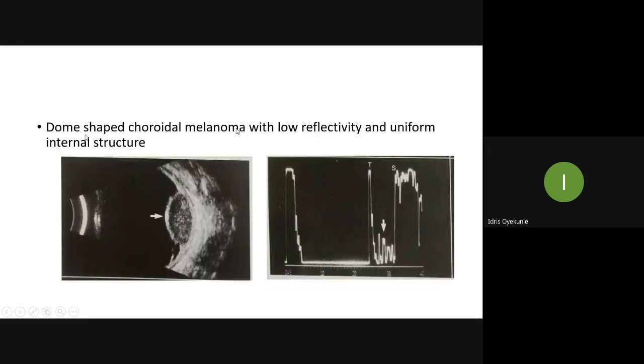Another presentation that might be observed is a dome-shaped choroidal melanoma with low reflectivity and a uniform internal structure, and this is what is observed here. Like I said, there's also a bit of detachment here. But this is the dome shape, and then this is the internal structure. It has a uniform echogenicity to it, and we can see here that the internal spikes are quite uniform. They're not very variable.